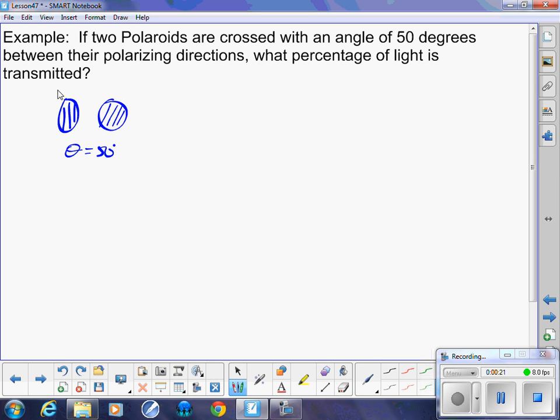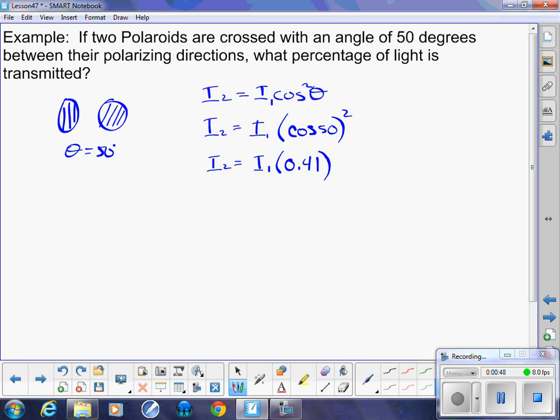So we have a drop in intensity. What is that drop in intensity? Well, you have this formula here. The one thing I will point out, a mathematical aspect, is that squared is actually, you take the angle, cos 50 first, find that ratio, then you actually go ahead and square the value. So we end up with I2 is going to equal I1 multiplied by, and it comes out to be 0.41. So the second intensity is 0.41 of I1, or therefore 41% of the original intensity.